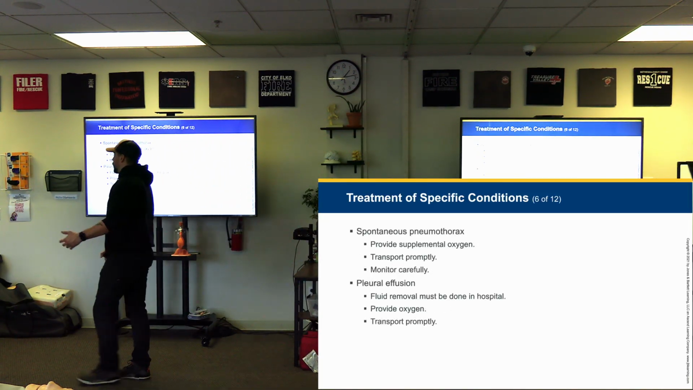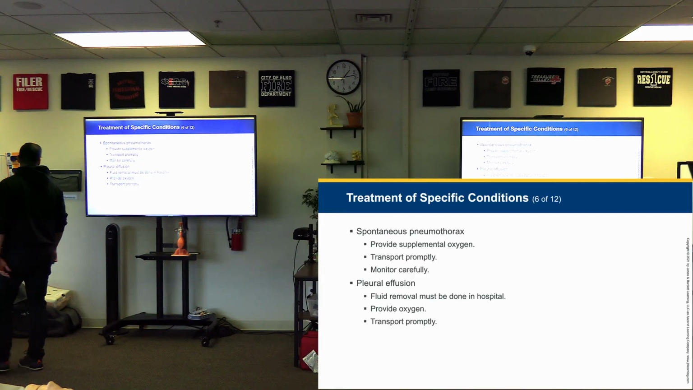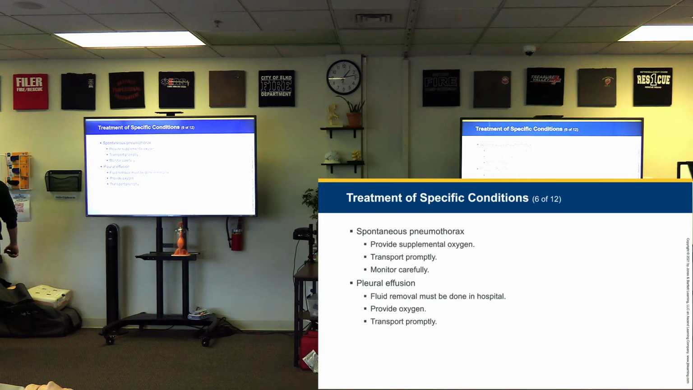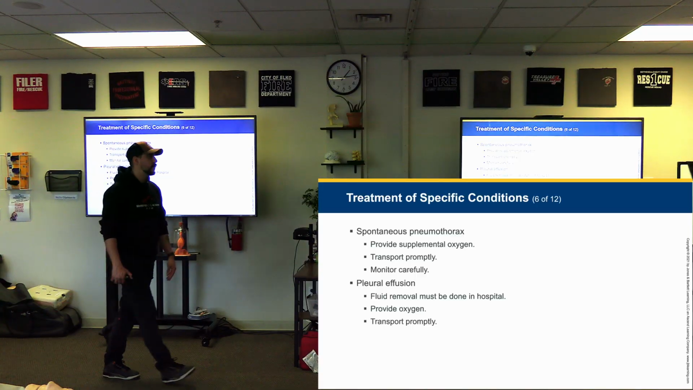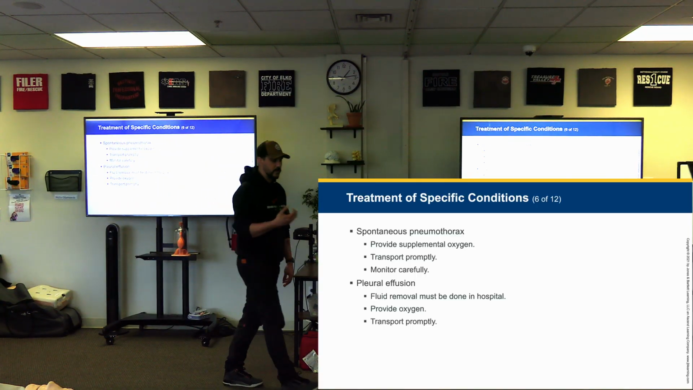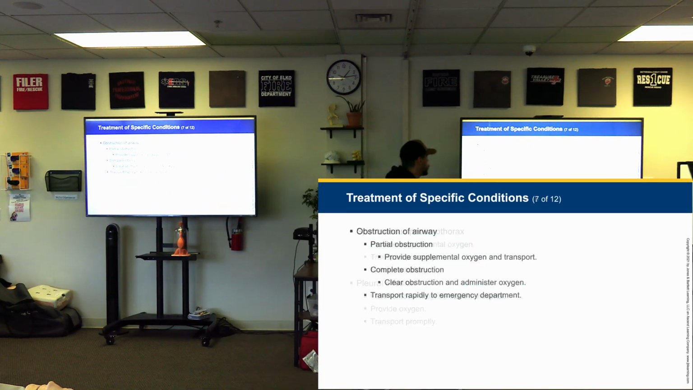For the spontaneous pneumo, give them oxygen, transport them promptly, monitor them, right? These people are likely going to deteriorate pretty quickly, okay? Pleural effusion, fluid removal must be done in hospital. Not much we can do, right? They need to go in and pull that fluid out of the chest. So give them oxygen, transport them promptly. Hopefully you guys are seeing a bit of a trend here.